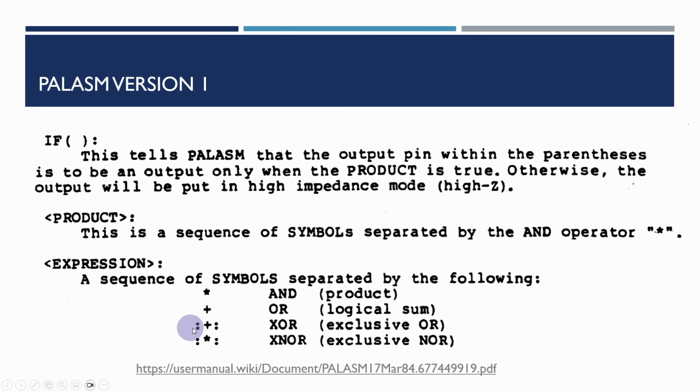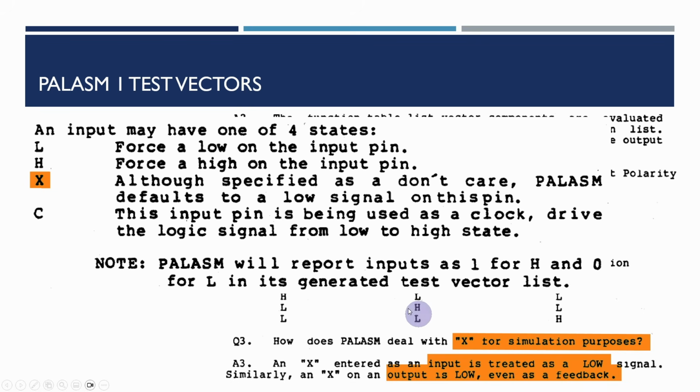So exclusive OR, for example, is a colon plus colon. And when we look at the test vectors that we'll be spending quite a bit of time looking at during this video, then it only dealt really with a low, a high. So this would be used either on input to give it a 0, or check that the output was low on an output, and high, and an X for if we don't care.